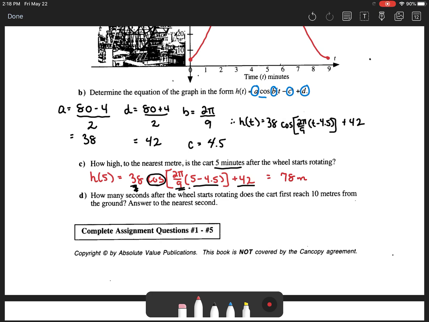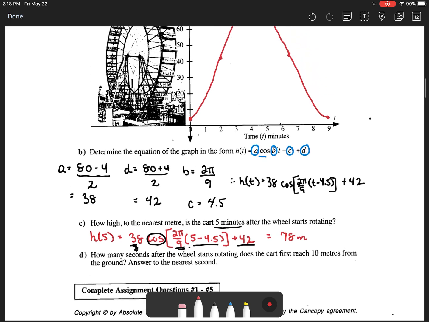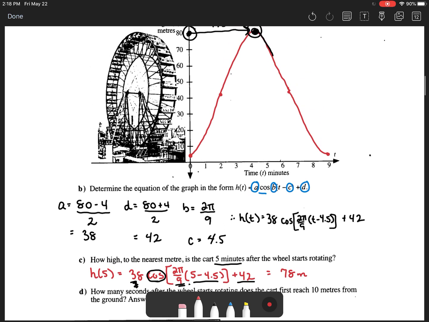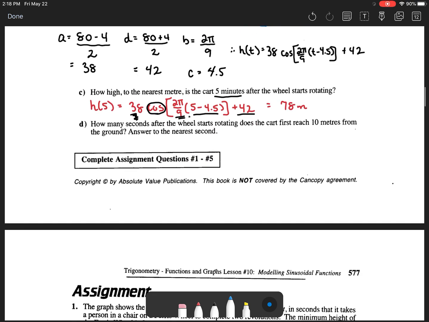Now in D, it says how many seconds after the wheel starts rotating does the cart first reach 10 meters? So how many seconds, so they're after the x value this time, after the wheel starts rolling, will it first reach 10 meters from the ground? What you're interested in really is this point right here. That's what you're after, right? You want to know this value right here, that time. So you can see it's before 1 minute, isn't it?